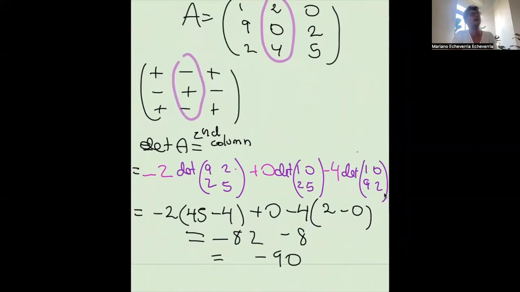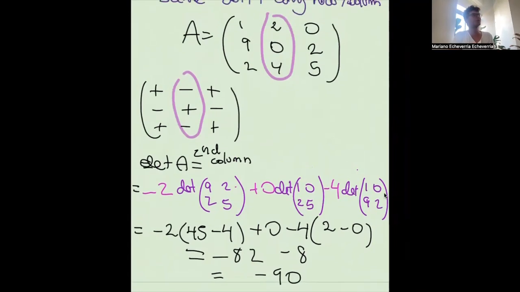The answer shouldn't depend on which row or column you choose. So if you want to keep practicing this, we're more or less out of time now, but just choose a different row. Choose, for example, a more complicated row if you want. Choose the third row and check that even if you choose the third row, you get -90.